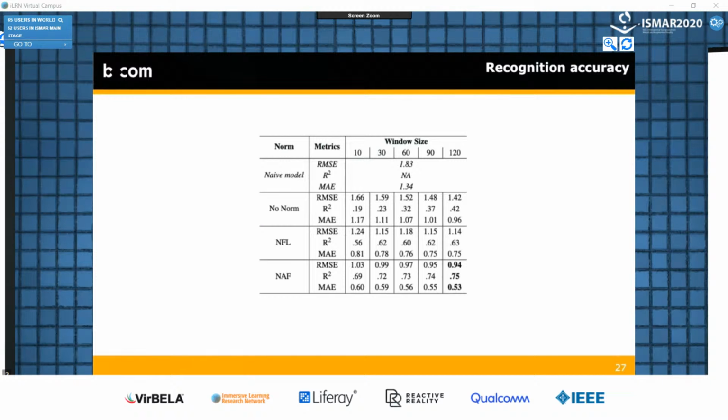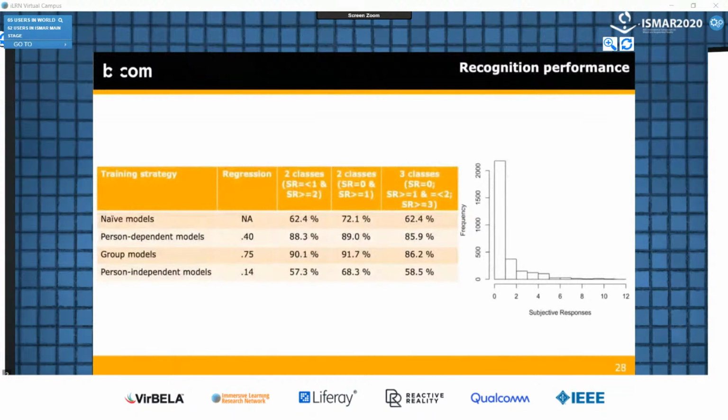The normalization by subtraction of features calculated on the baseline also improves the performance compared to no normalization. Even without normalization, the trained models performed better than a naive model. Second, the larger the size of the analysis window, the higher the performance. As previously explained, participants reported their state on a scale between 0 and 20.